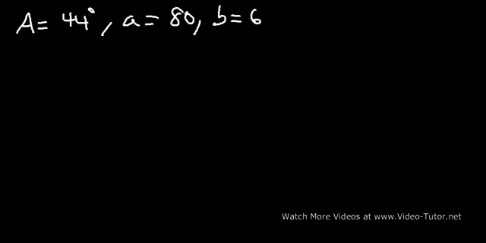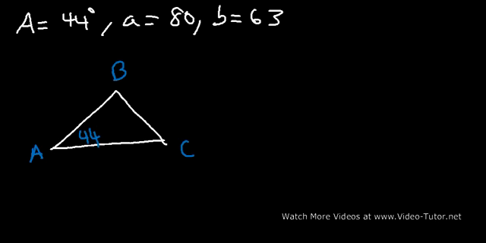Now for our third example, we're gonna solve the SSA triangle. So let's say angle A is 44, side A is 80, and side B is 63. So here's angle A, B, C. Angle A is 44 degrees, and side A is 80. Side B is 63. So we need to find side C as well.